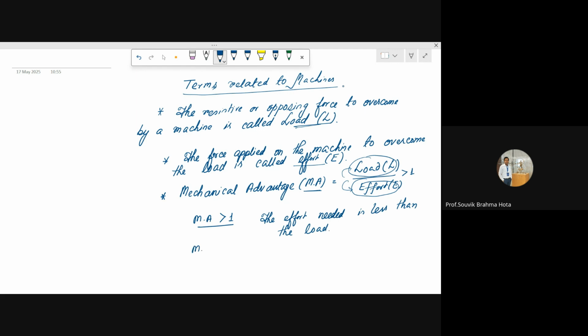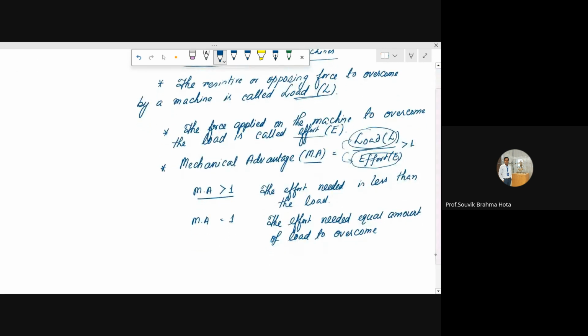Another condition, mechanical advantage is equal to 1. That means the effort needed is an equal amount of load to overcome. Then mechanical advantage less than 1 means the effort needed is much greater than the load. The effort needed is greater than load.